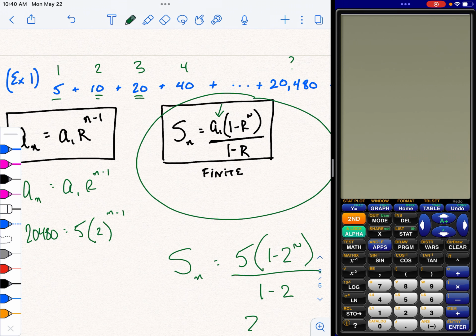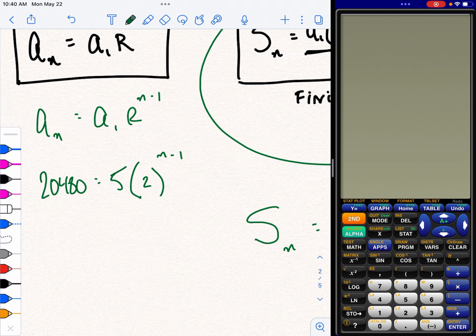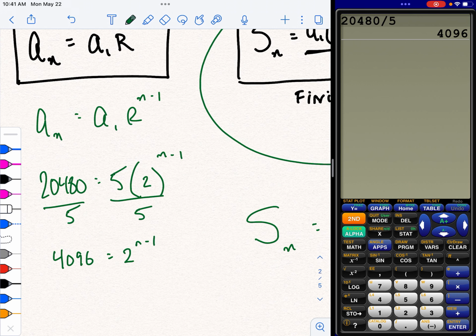And look what we have here. We have this thing right here, which we can solve pretty easily. By the way, don't multiply 5 times 2. You can't do that. So divide both sides by 5. And I'm going to use a calculator here. 20,480 divided by 5 is 4096 equals 2 to the n minus 1.